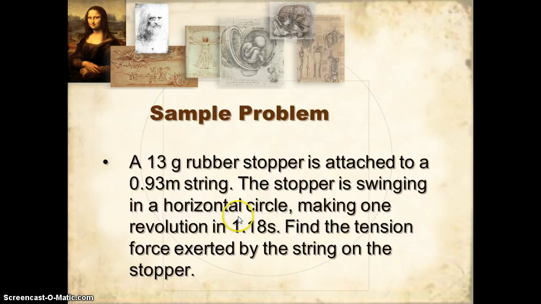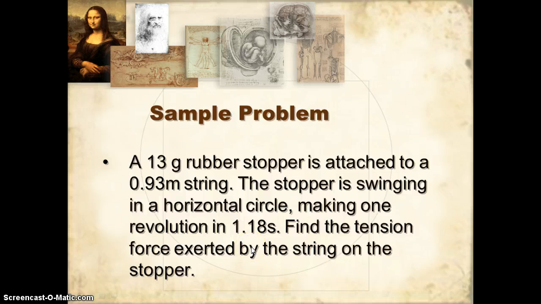Here's a sample problem. I'd like you to work it out on your paper. We have a 13-gram rubber stopper attached to a 0.93 meter string. The stopper is swinging in a horizontal circle, making one revolution in 1.8 seconds. Find the tension force exerted by the string on the stopper.